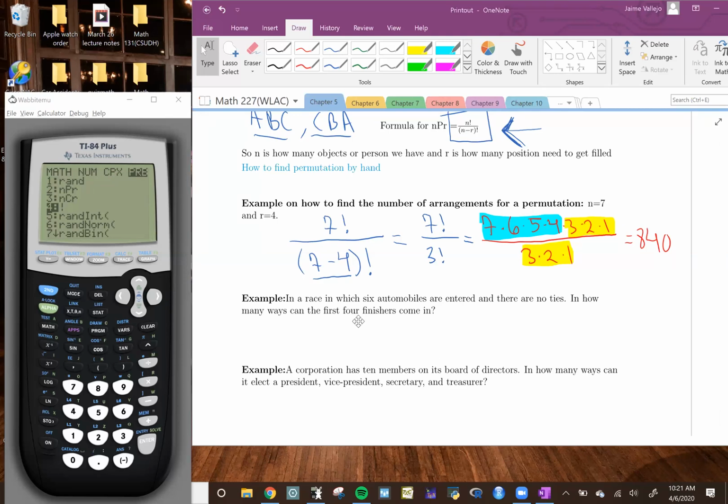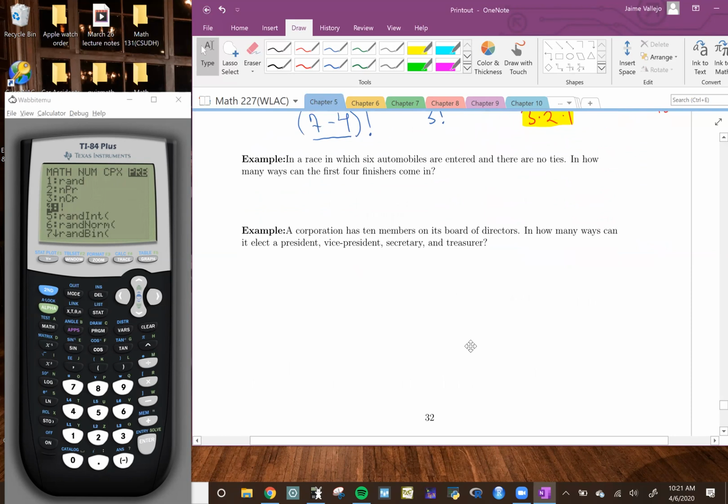For the test, do you want us to do it by hand like that, or can we just use a calculator? For this one, I really don't care. You can either do it by hand or you could do it on the calculator. It's the same for me. Okay. All right, so let's do this next problem.